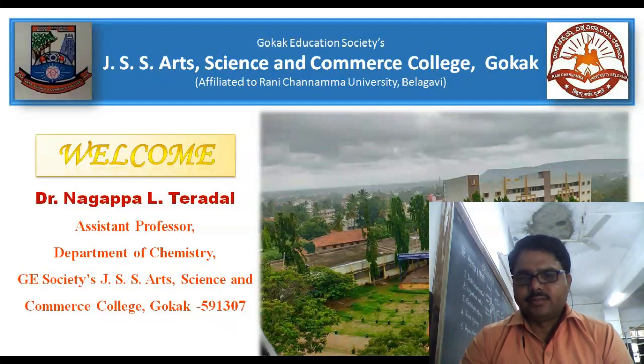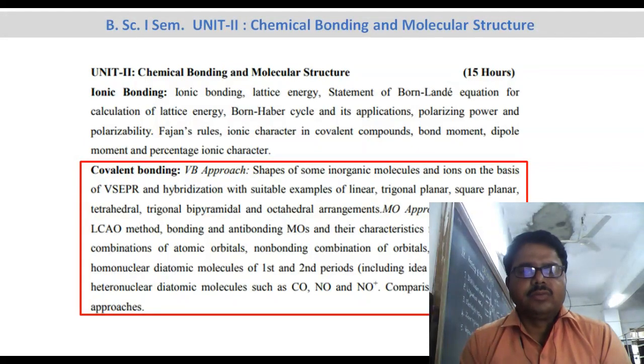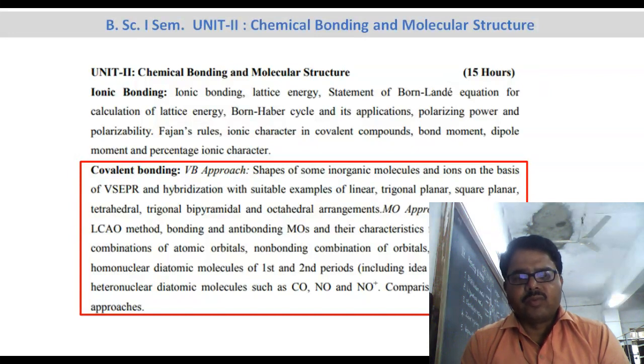So here I am going to deal with BSc first semester Unit 2 chapter in chemistry. Unit 2 is chemical bonding and molecular structure. In that, I am going to take covalent bonding. In covalent bonding, we have two approaches: one is the valence bond approach and the second one is the molecular orbital approach.